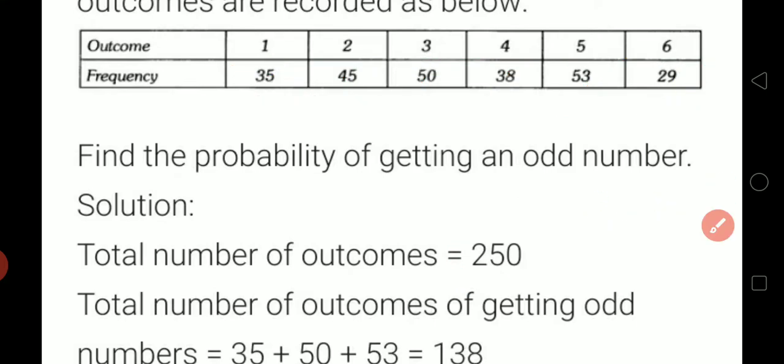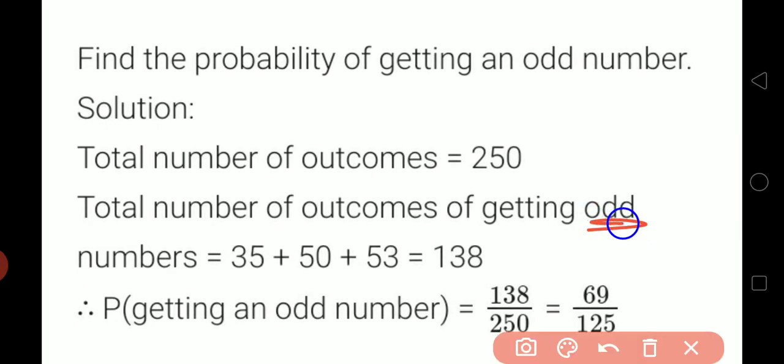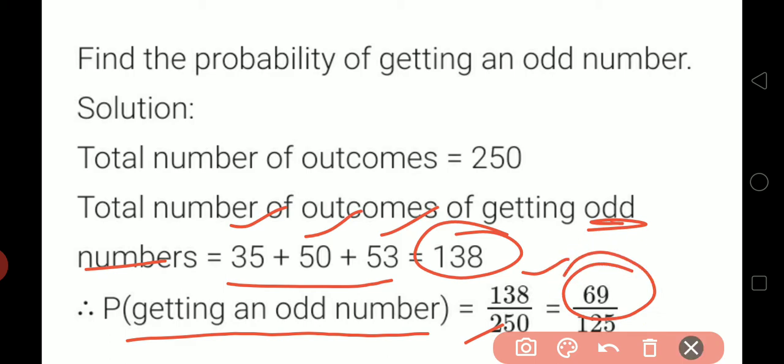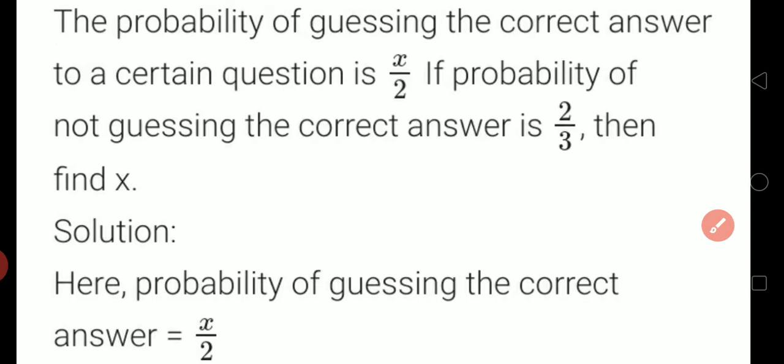Now the favorable outcomes, that is getting odd numbers, are 1, 3 and 5. You add these three, you get 138. Now the probability of getting an odd number is the number favorable to odd, that is 138, and the total number of outcomes is 250. After cutting you will get 69 by 125. So this is the solution. Now let us start question number 5.